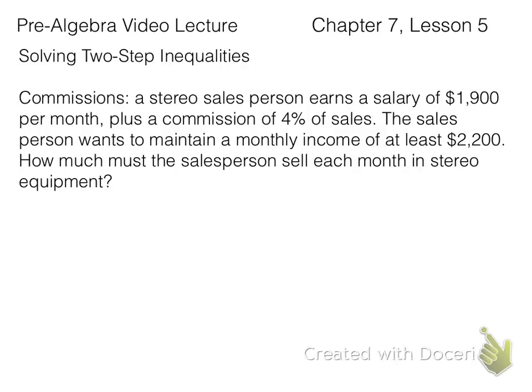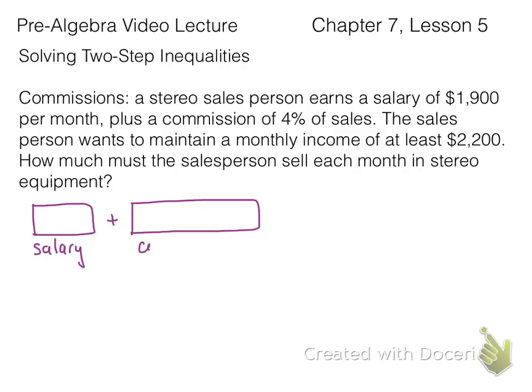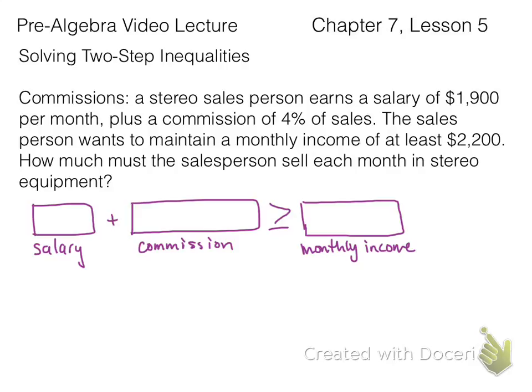Let's go ahead and set up our equation. We know that the salesperson makes a salary plus a commission, and that needs to be greater than the monthly income. All right? Because honestly, they could make $4,000 and it would be more than what the minimum amount is. All right? So the amount they make between the salary and the commission has to be greater than or equal to the minimum amount of money this person wants to make.